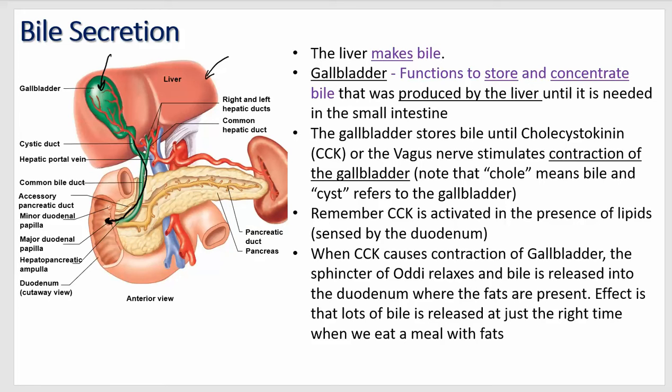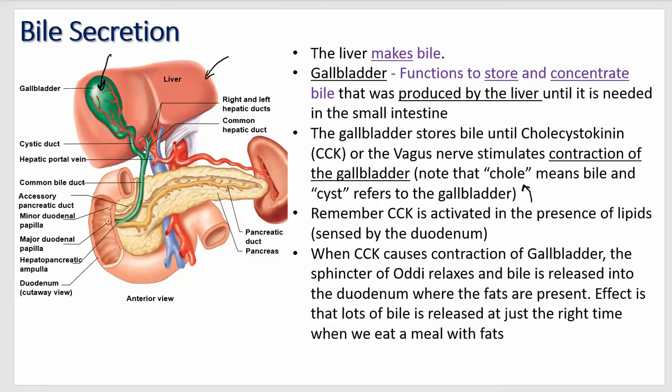So the gallbladder stores the bile until the CCK or the vagus nerve, because the vagus nerve kind of is this overall executive manager of everything that happens. But mainly it's CCK that's getting the feedback and kind of doing it as a feedback type of mechanism. So CCK, or the vagus nerve, stimulates contraction of that gallbladder. Okay, and I have here the gallbladder.